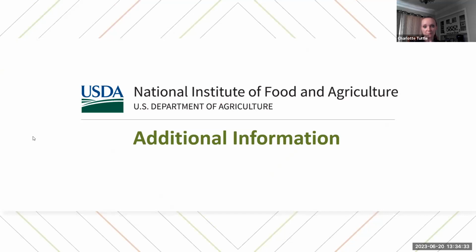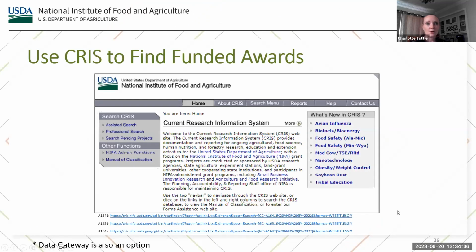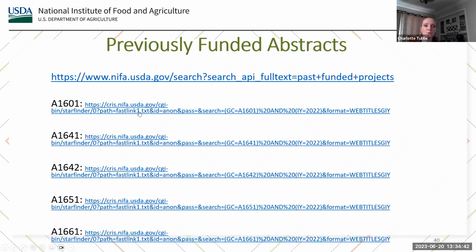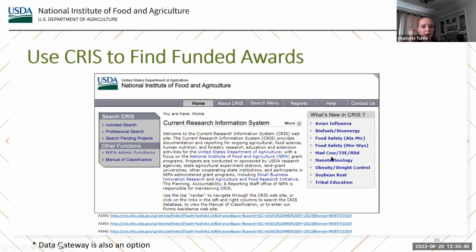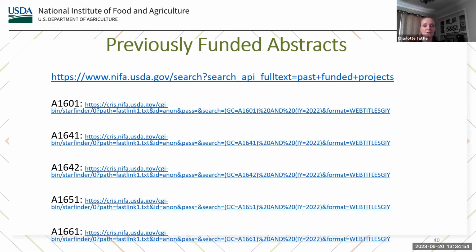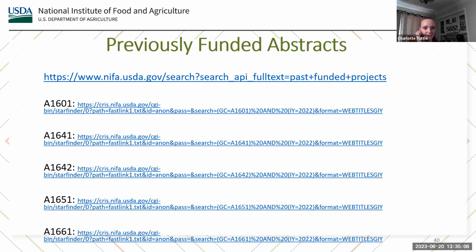So additional information. If you want to see what has been funded by certain programs, you can use this CRIS website. You can go to the next website. At the bottom, you can see links for each program for 1641, 1651, 1642. And here you can see GC equals A1601. Put in the code for whichever program you are interested in, and this will provide you titles and abstracts of the projects that we have funded.